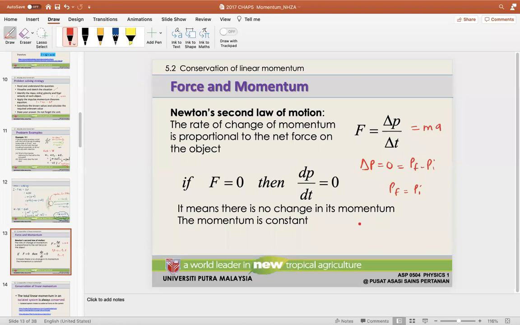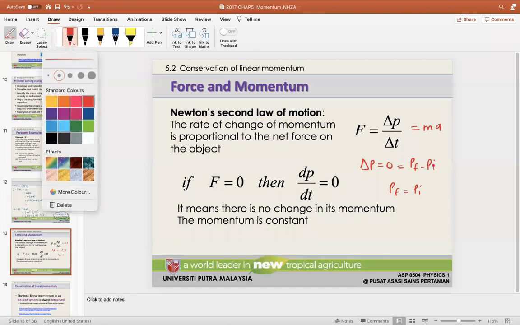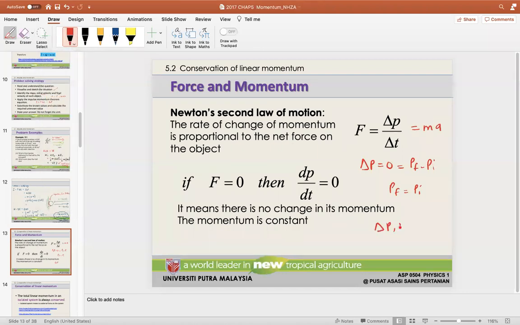Sama macam velocity last time. If our change in velocity was zero, there's no acceleration, right? No acceleration. Sama juga kat sini. When our delta P is zero, it means that your initial and final momentum is the same. There's no change. Delta P is zero. Okay. Or P is just equal to zero. Tadi change, and the P is equal to zero pun boleh. So two situations can happen to get our F equals zero. It's either you don't have any changes or your P is just zero. Okay, so that is that.